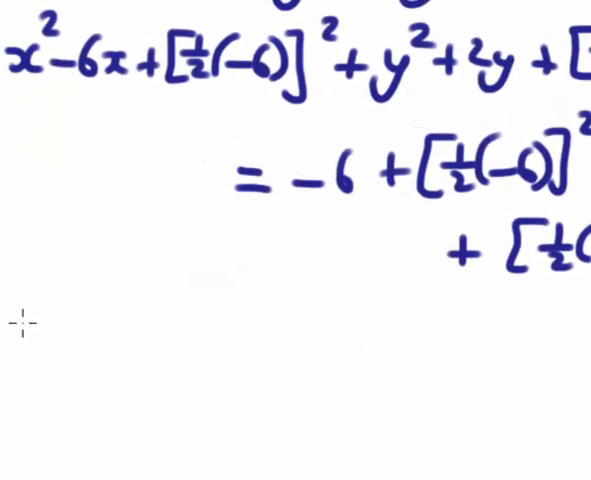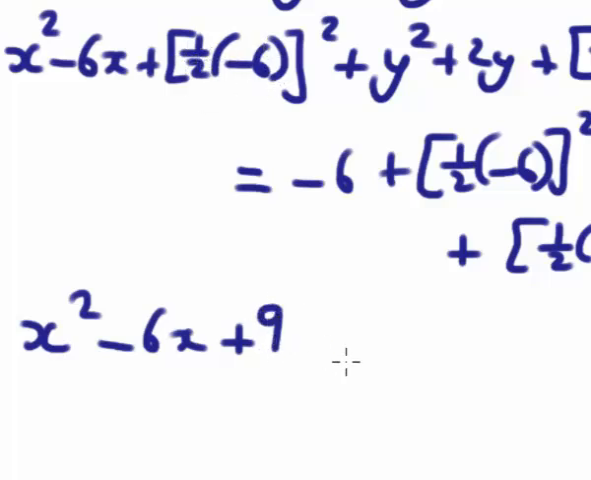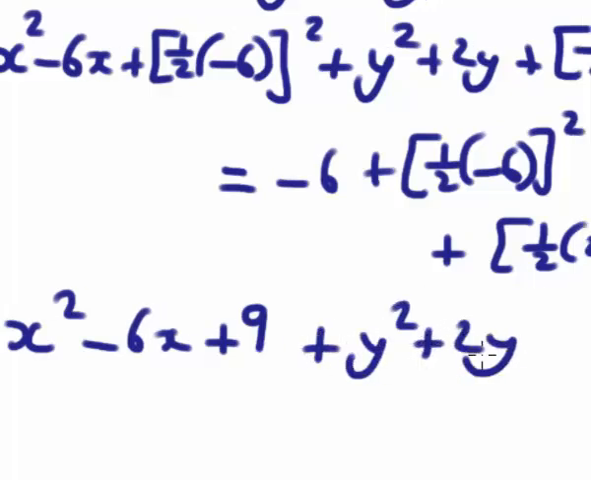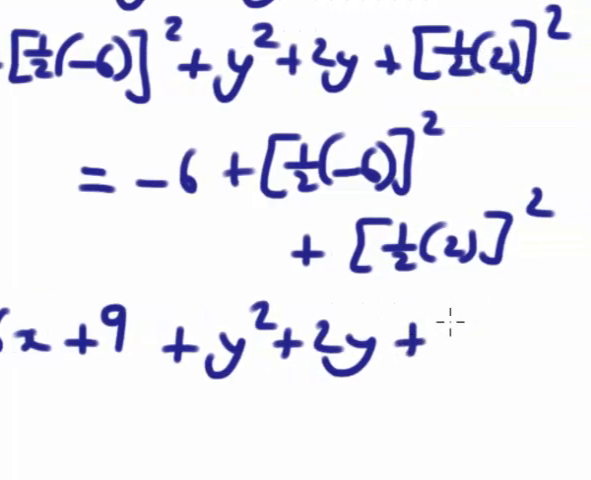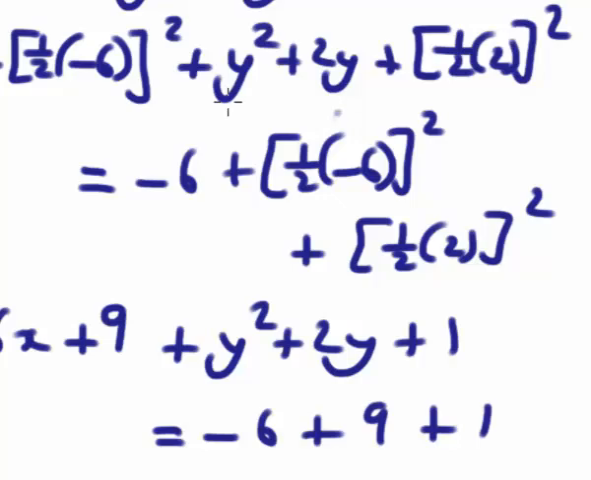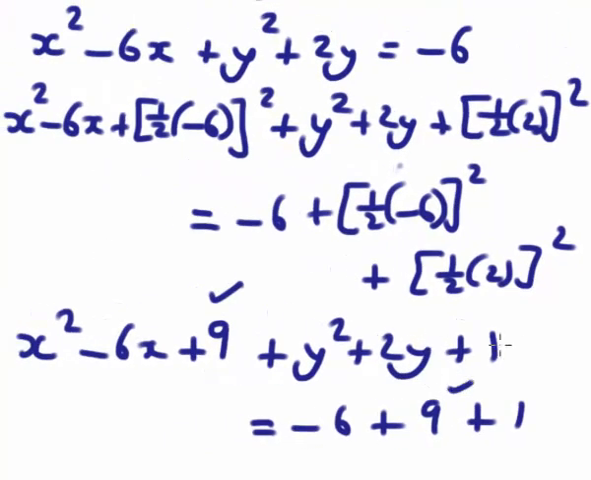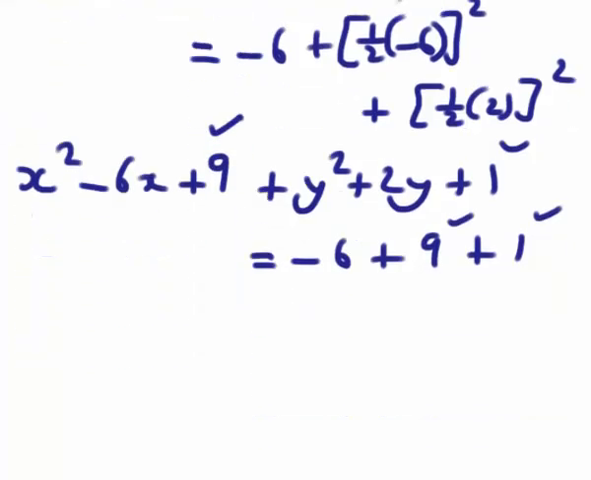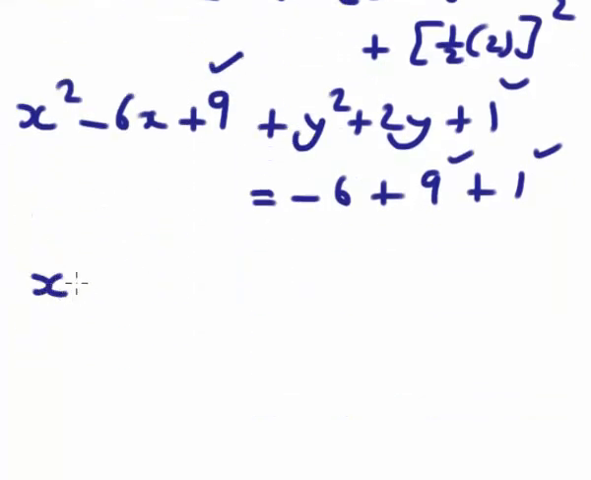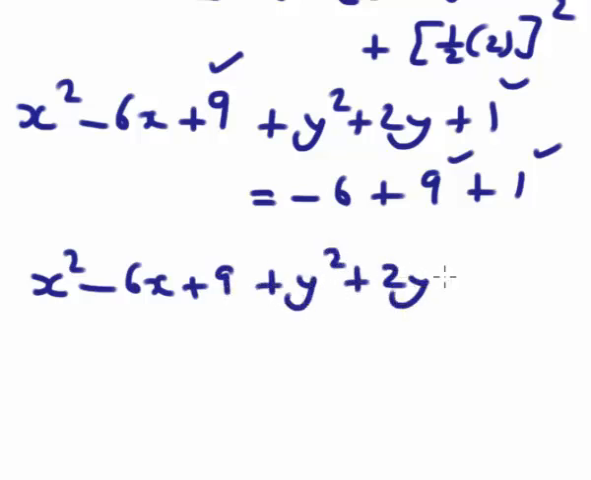Okay, so what does this come to? x squared minus 6x plus half of negative 6, which is negative 3, squared is 9. Plus y squared plus 2y. Half of 2 is 1, 1 squared is 1, is equal to negative 6 plus the 9 plus the 1. If you added the 9 there, you put it on the right. Add the 1 on the left, put it on the right. So what do we have? We've got x squared minus 6x plus 9 plus y squared plus 2y plus 1 equals 9 plus 1 is 10, minus 6 is, of course, 4, which is great.